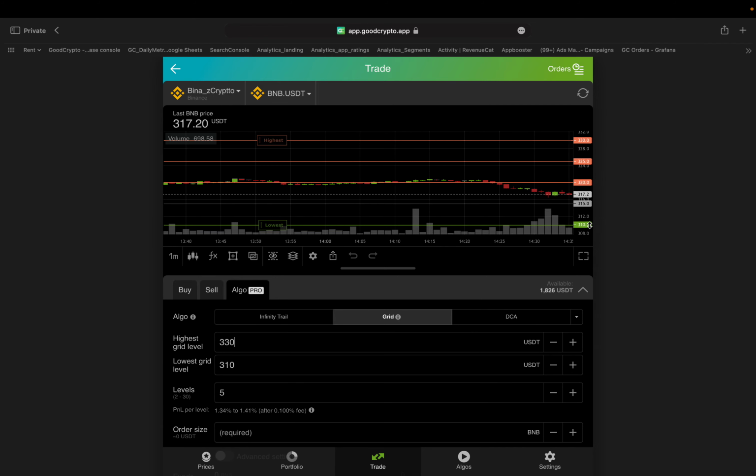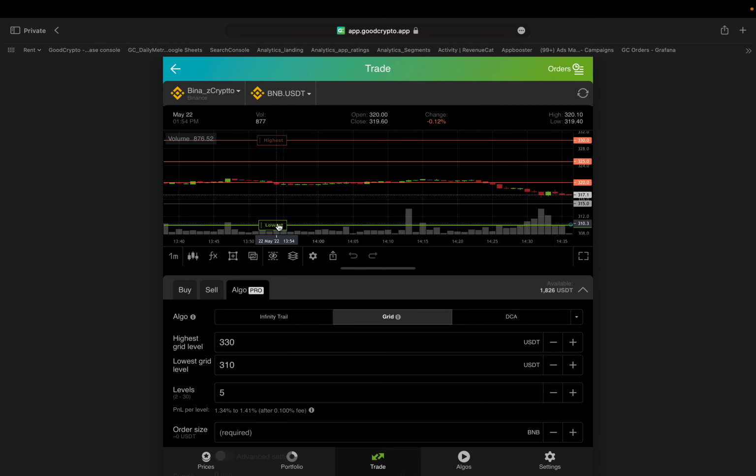Whether this should be higher or lower, and what the criteria are to choose it, is a topic for a different discussion. Today we're just going to show you the basics again. The lowest grid level is denoted by this line here, it says lowest, and it's green because it's below the market price. That means the grid will set a buy order here. That will be the lowest price level at which a buy order will be set.